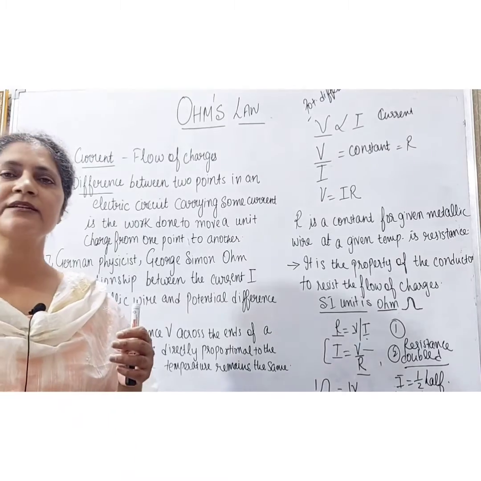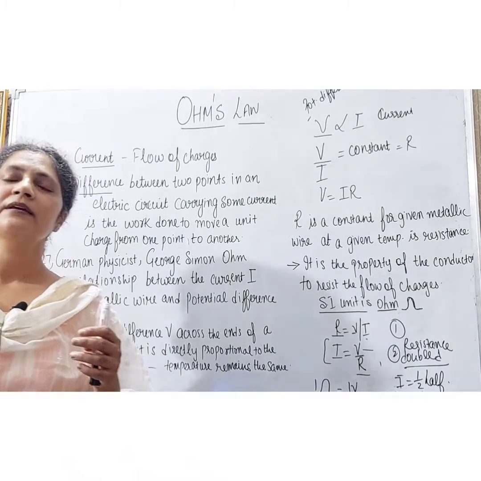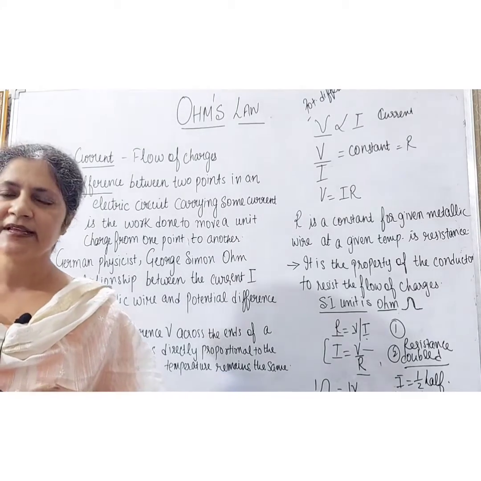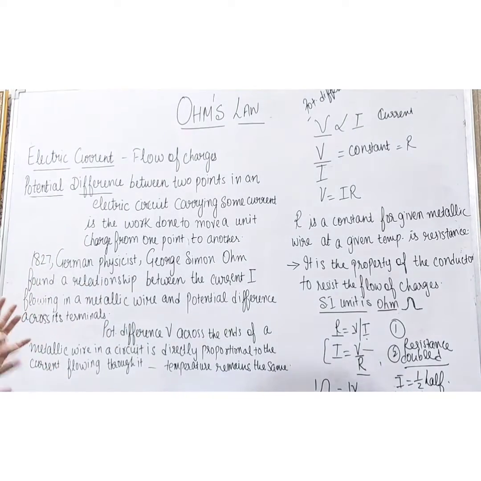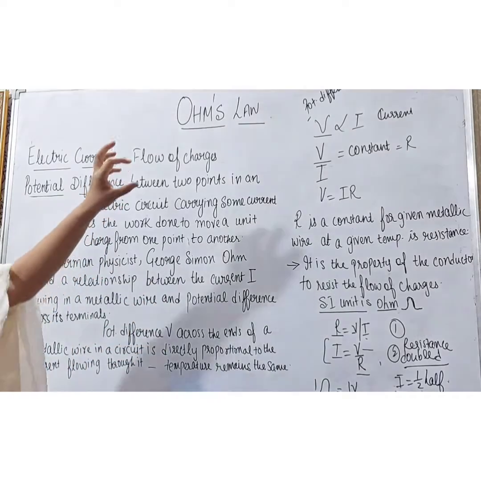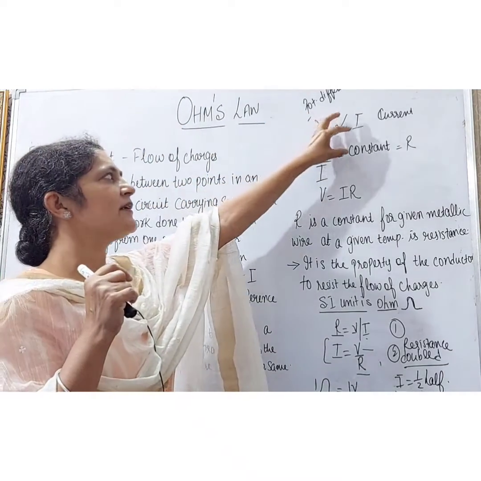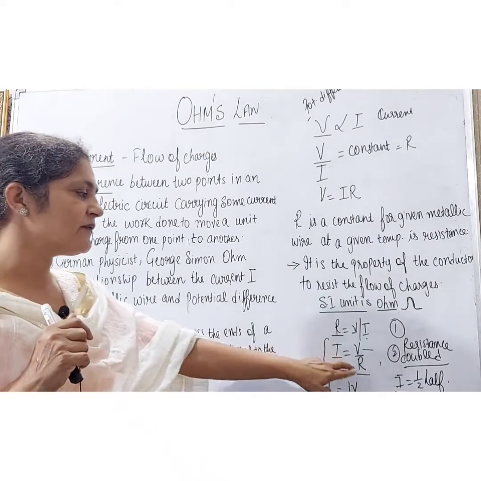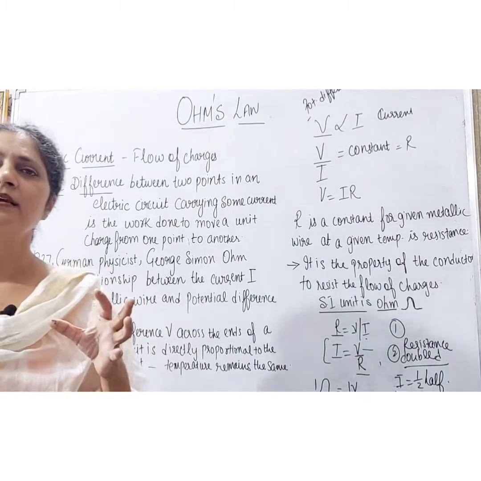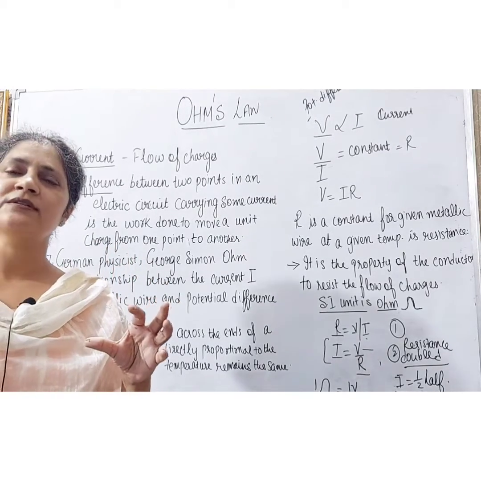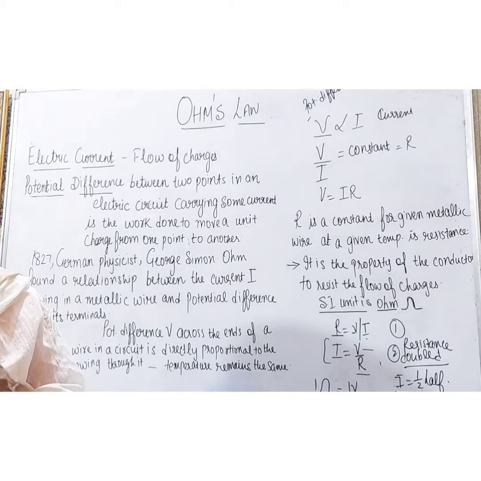Now in the next lecture, we will discuss the graph based upon Ohm's law. That's all for today's lecture, in which we discussed Ohm's law, in which the electric current and potential difference are directly proportional to each other, and the electric current is inversely proportional to the resistance. What is resistance? It is the property of the conductor to resist the flow of charges.